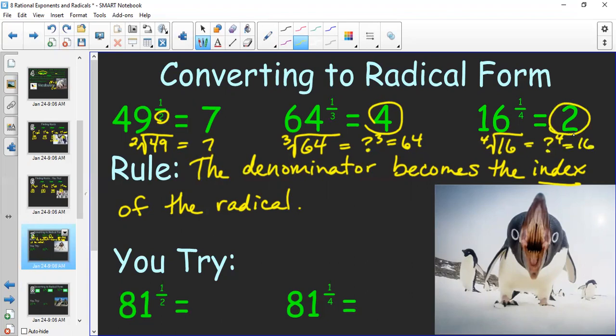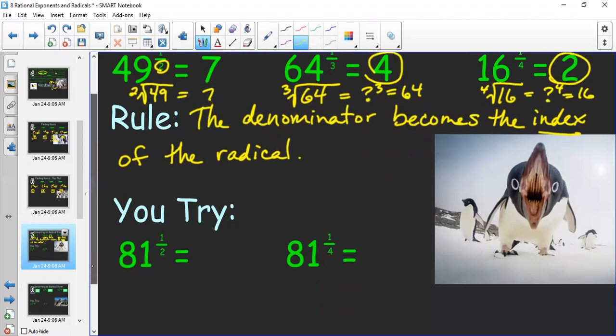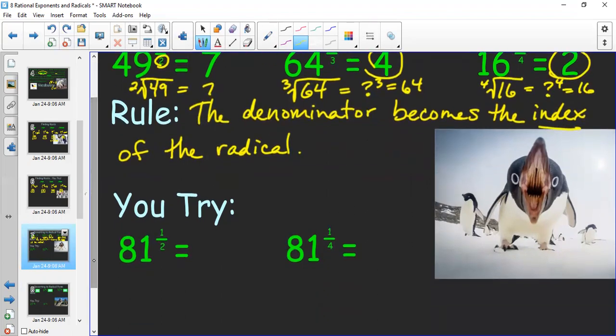All right, see if you can try these next ones on your own, these last 2. Go ahead and pause here. All right, here's what you should have gotten. So you take the number, or the base, we put it under the radical. Our denominator is the index. So we have the square root. Again, you don't really need to write the 2 there. Of 81 is 9. So our answer here was 9.